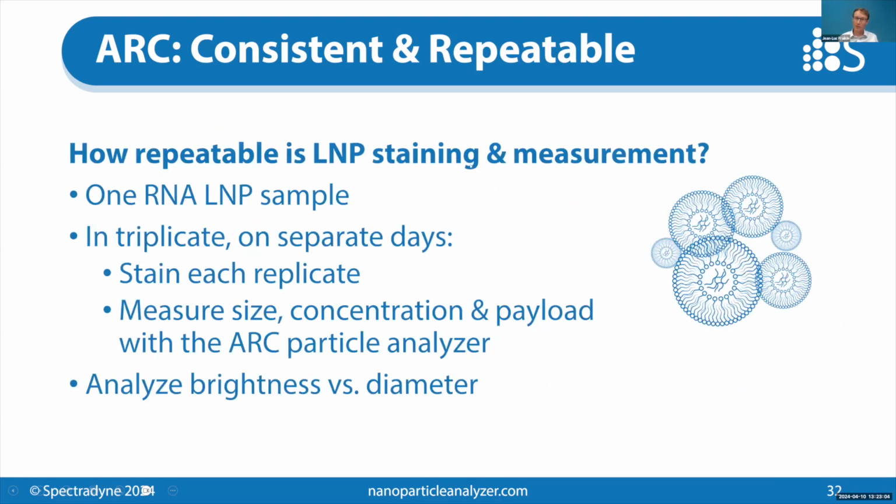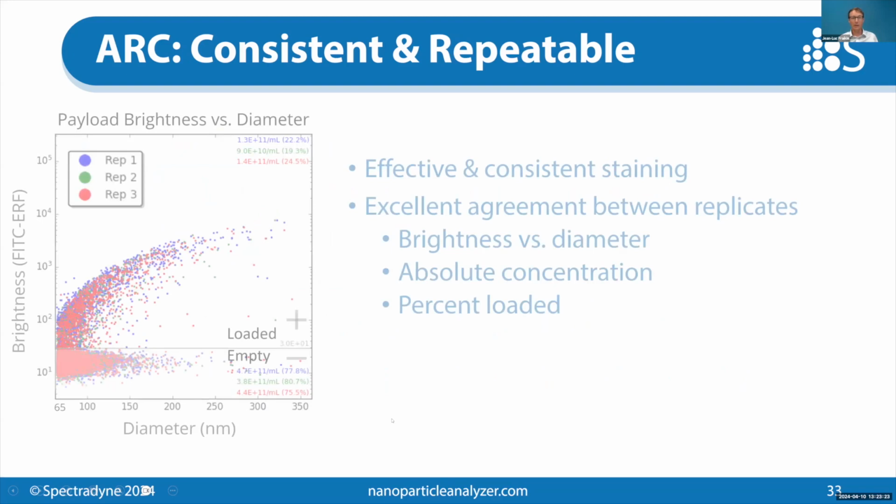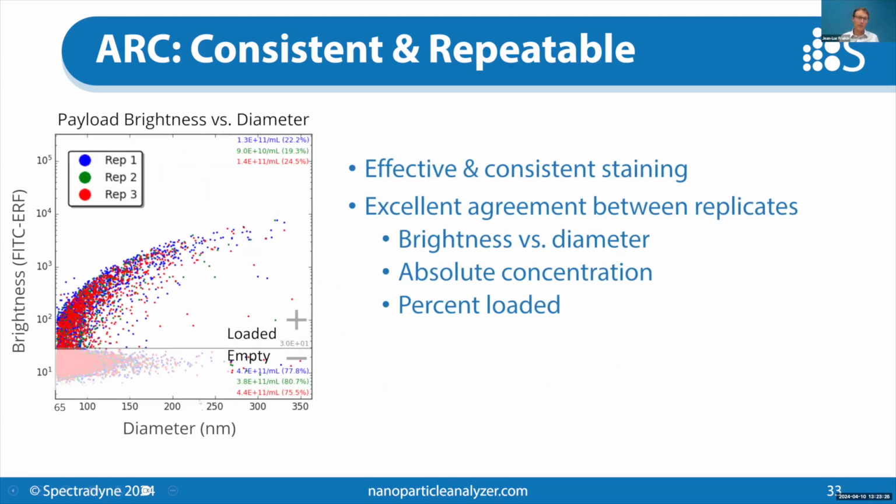So first of all, we can ask about the repeatability of the staining and the measurement. So we took one RNA-loaded LNP sample. We measured it in triplicate on separate days, right? So each day we stain it, and then we measure the size and concentration on the ARC, and we can look at the size and loading and everything we've talked about already. So these are those 3 different replicates. We're getting very good agreement between, so this is showing the brightness on the y-axis again versus particle diameter on the x-axis. And you can see very good repeatability between the brightness distribution here from day to day and from staining replicate to staining replicate.